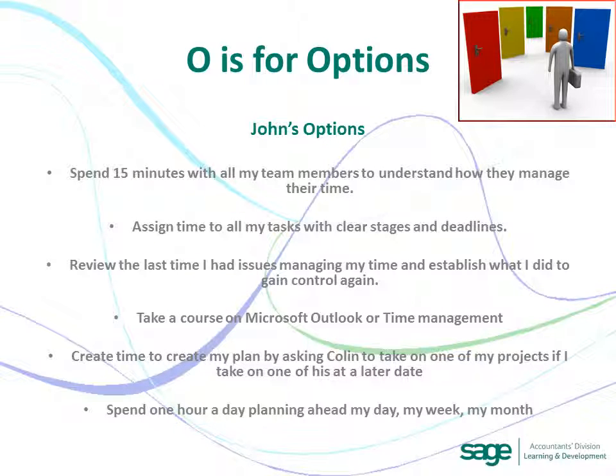So in John's case, his options could be spending 15 minutes with each of his team colleagues to understand how they manage their time and get some ideas from them. Then he can assign time to all his tasks with clear stages and deadlines. It might be an idea to review the last time he had issues with time management and recall what tactics he used to gain control again there. Perhaps he could take a course. It could be Microsoft Outlook or maybe a time management course.